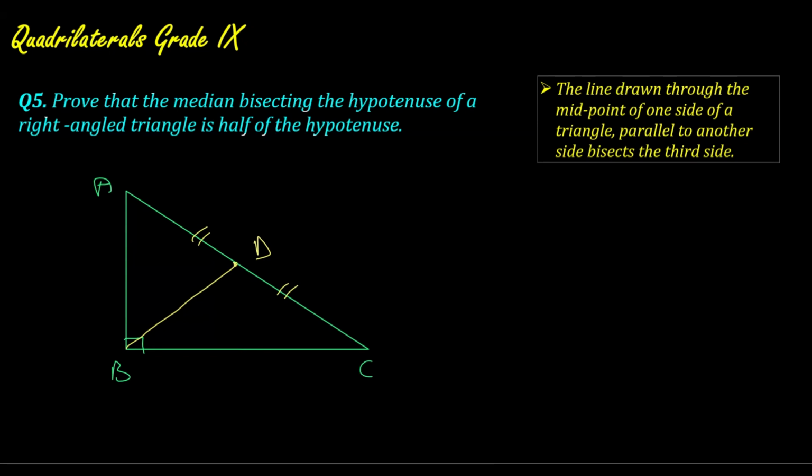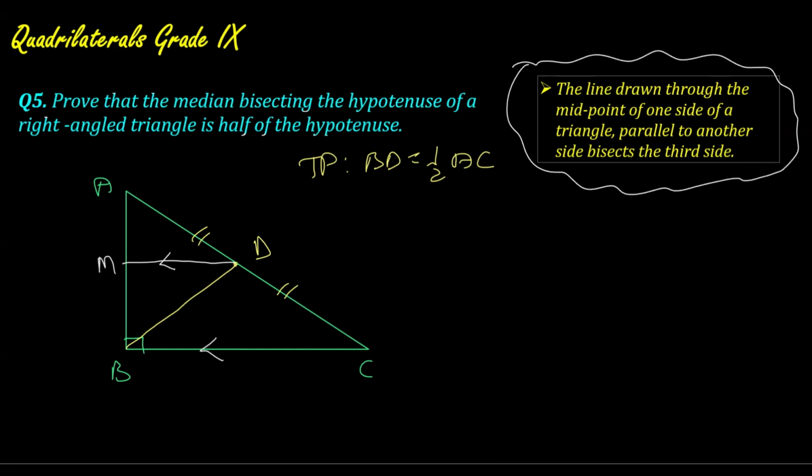Now, what we need to prove here, the to prove part for this question, is that BD will be equal to half of AC. That's what we need to prove. For that, we have a construction here. We'll be drawing a line, say DM, and that is parallel to BC. Now look into this property called converse of midpoint. It says a line drawn through the midpoint of one side parallel to the other side bisects the third side.